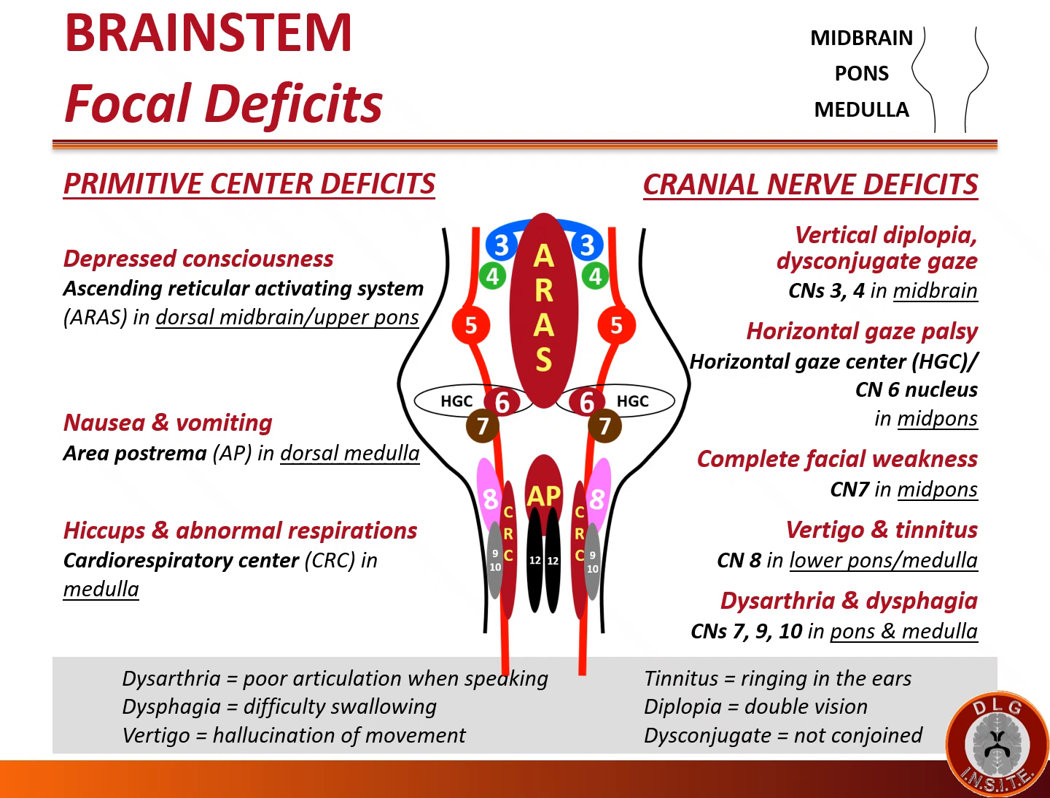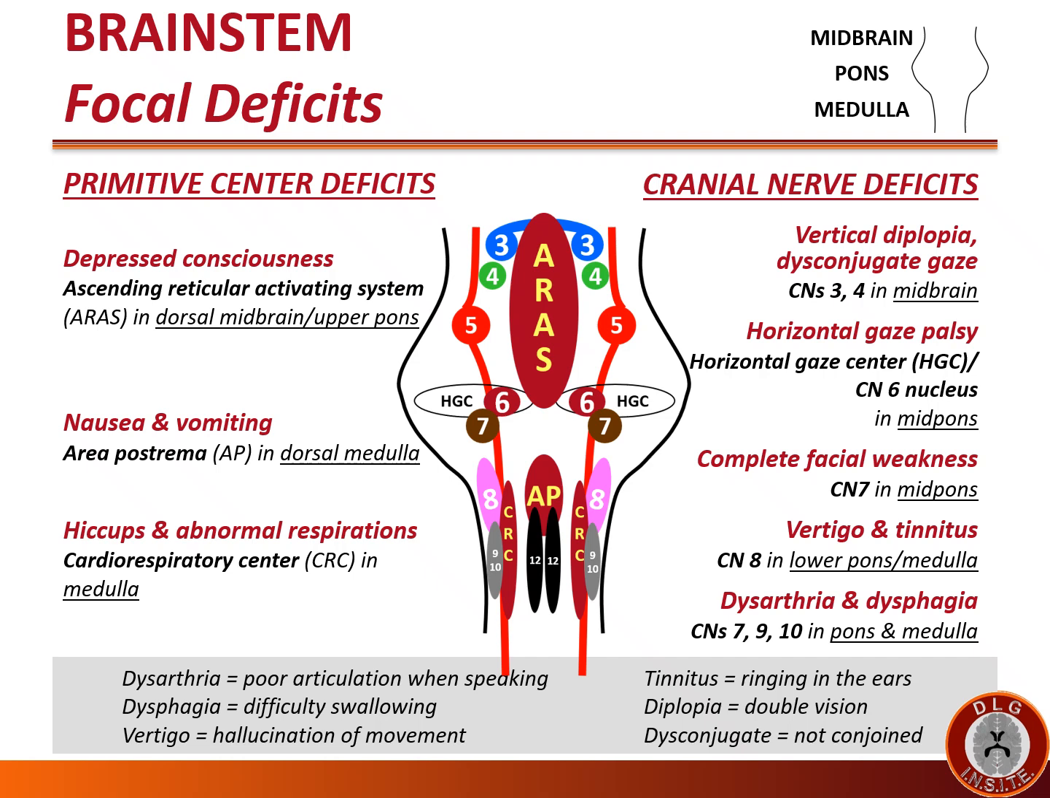In terms of cranial nerve deficits, the cranial nerves 3, 4, and 6 involve eye movements, and 3 and 4 are the most rostral in the midbrain. Their dysfunction can cause double vision, especially vertical diplopia, 3 and 4, in which the images are one higher than the other. That's the history, I should say. The exam finding that goes along with diplopia is dysconjugate gaze. The eyes aren't moving together. This would be a midbrain problem.